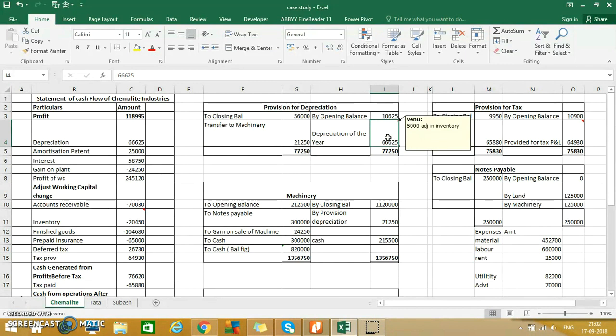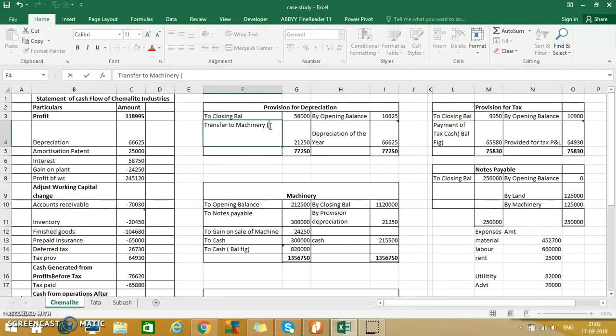As I already told you, the provision for depreciation account is a liability. Whenever you have to open a liability account, it opens on the credit side and the closing balance will always be on the debit side. While you need to create a liability, take it on the credit side. And because I wanted to create this depreciation of the current year, I have taken it on the credit side. Now I total it, 10,625 plus 66,625 gives me a balance of 77,250. Now the closing balance is here, the opening is here, I get depreciation, then here comes the balancing number. The balancing number is 21,250.